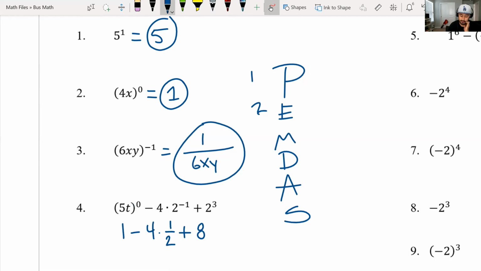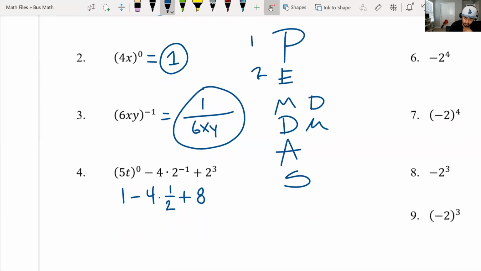Okay. Next, in our PEMDAS, we have multiplication and division. Remember, it's whatever comes first. If division came first, we would do division first, then multiplication. That's why we said PEMDAS was a lie. Okay. So 1 minus 4 times 1 half plus 8. The only thing I see here next is multiplication. So that's what we'll do. I'll have 1 minus, and then 4 times 1 half is 2, plus 8.